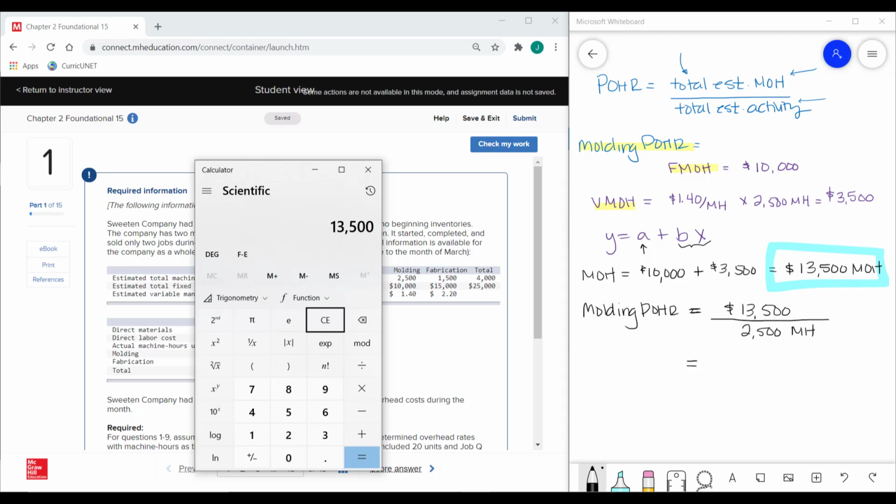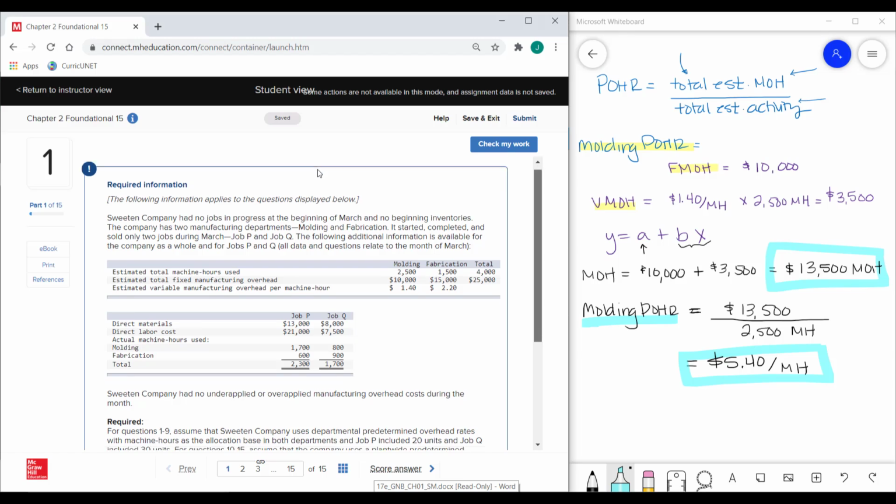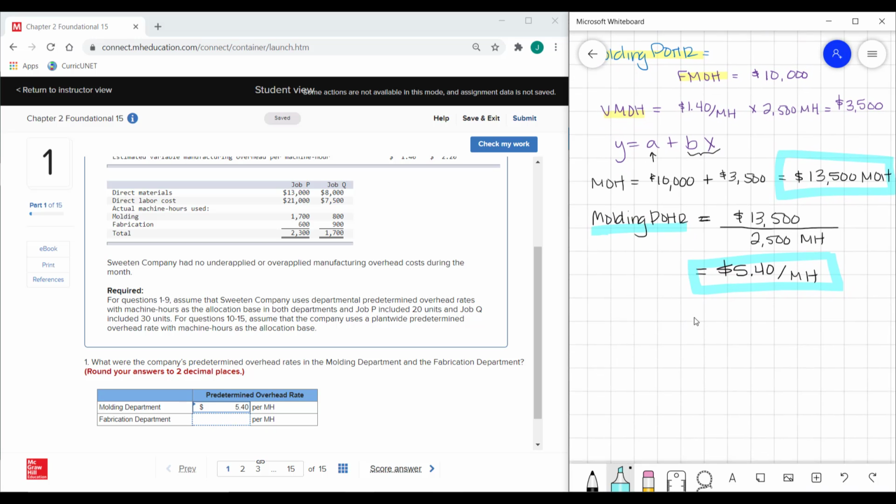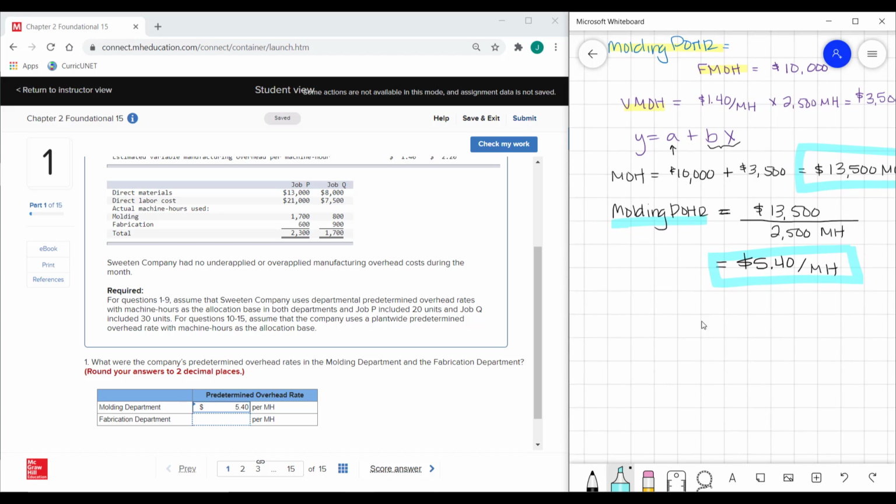So we'll take that total estimated manufacturing overhead within that department divided by 2,500 machine hours. That gives us $5.40 per machine hour for our overall molding pour here. All right, so we already know one of them. So I'm going to add into the molding department $5.40 for that pour. But now we will do the same thing, but for the fabrication predetermined overhead rate.